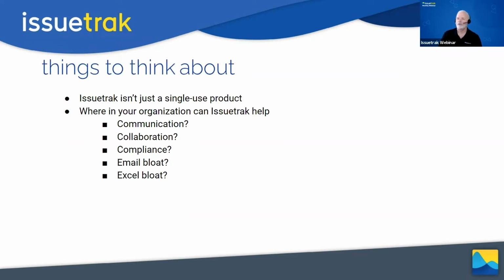And then one that we run into also is Excel bloat. Excel spreadsheets are great tools, but I've talked to customers that said, I've got so many Excel spreadsheets, I can't keep up with where they all are, and I can't communicate them all together. So I need to do a better job. So what do we do? We can turn to Issuetrak to do some of that. So these are opportunity areas that you may have within your organization that Issuetrak may be able to help with you. Just depends on what you need to do.